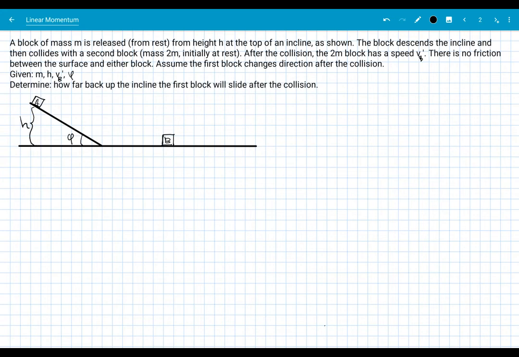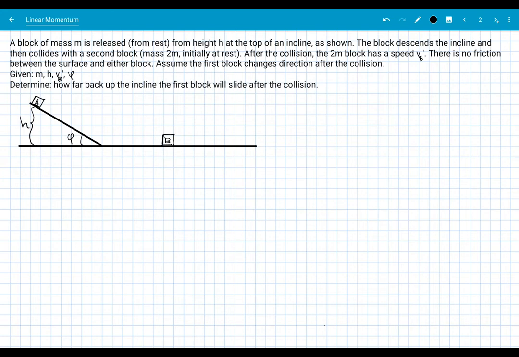What we're told is that we can assume the first block changes direction after the collision. So it slides down, collides with B, and then bounces basically back up toward the incline there. What we're given is the fact that there's no friction, so we're not dealing with any frictional forces between the blocks and the surface beneath. So that's a simplifying factor in this problem.